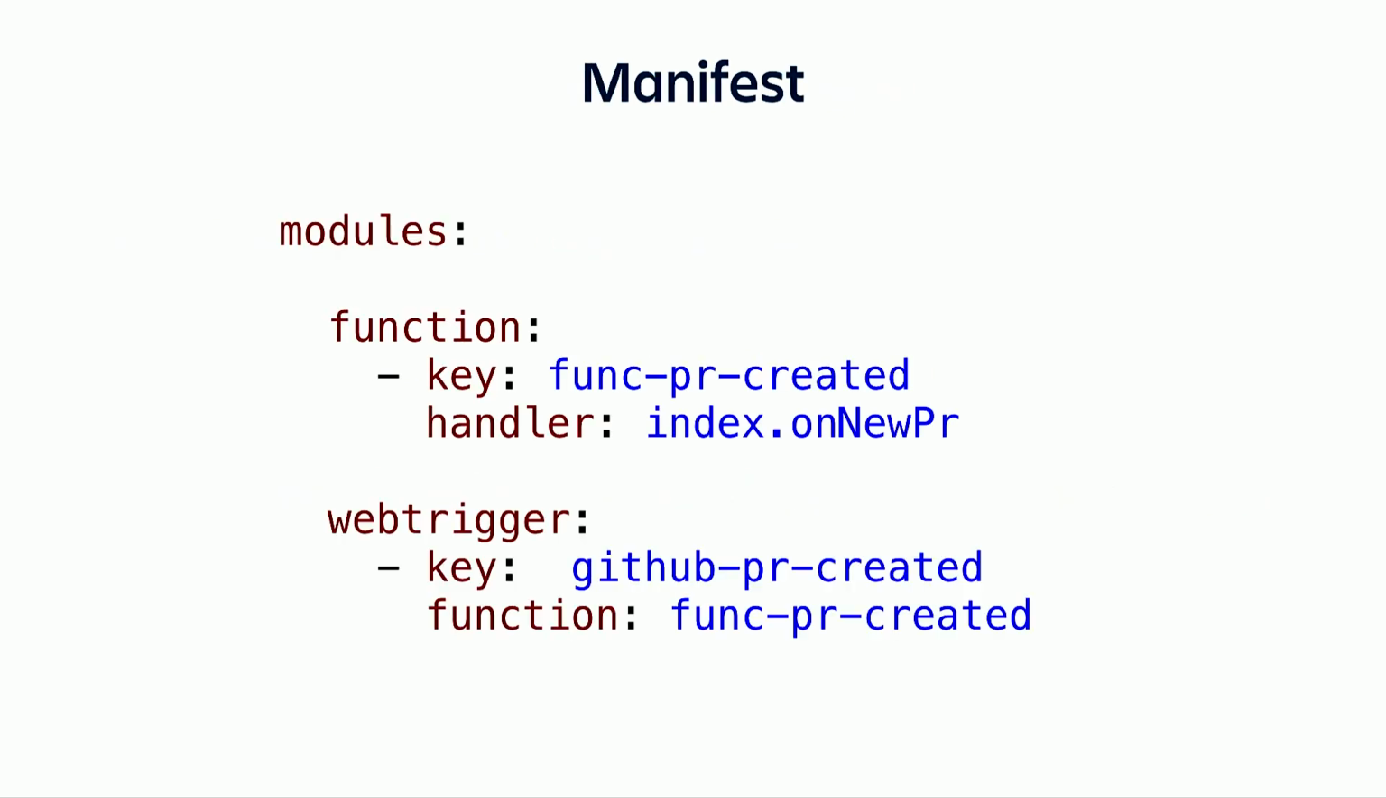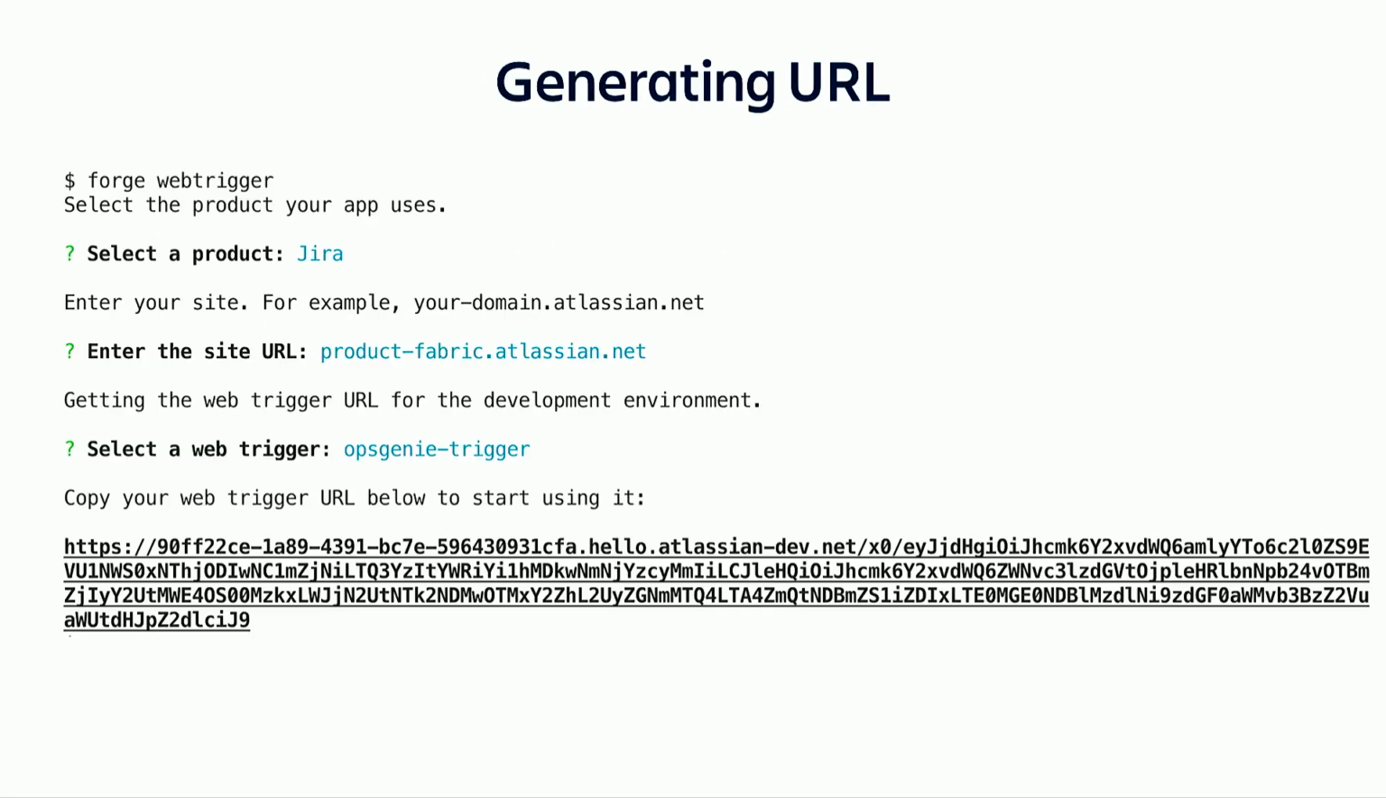In order for our web trigger to work, we need to declare our handler function in the manifest, as well as the web trigger element itself. Once we have that in the manifest, we can use the Forge web trigger command to generate a URL. You need to provide the product and site URL, because each function is executed in the site and product contexts, and also for which web trigger the URL is generated. You can see the generated URL at the bottom. And if you are wondering why it's so long and ugly, I can assure you we are working on that, and it won't look like this in the future.